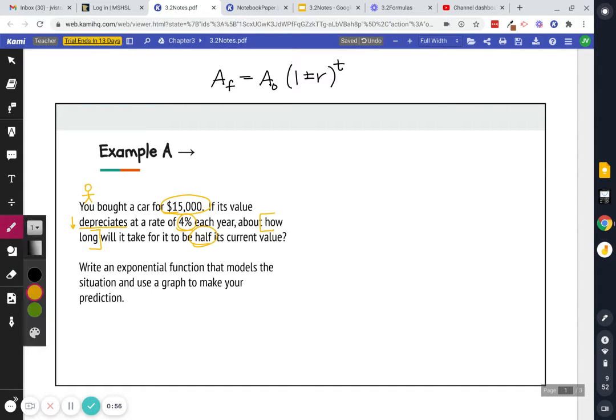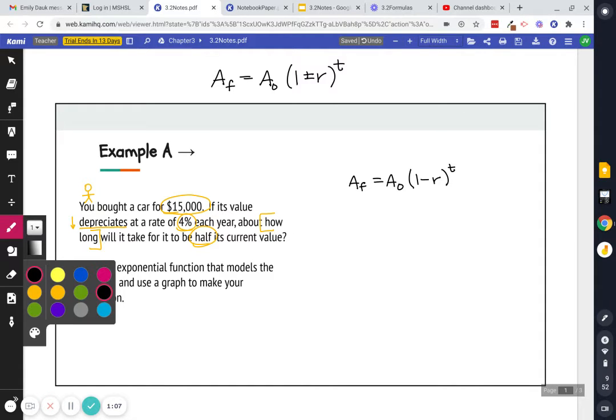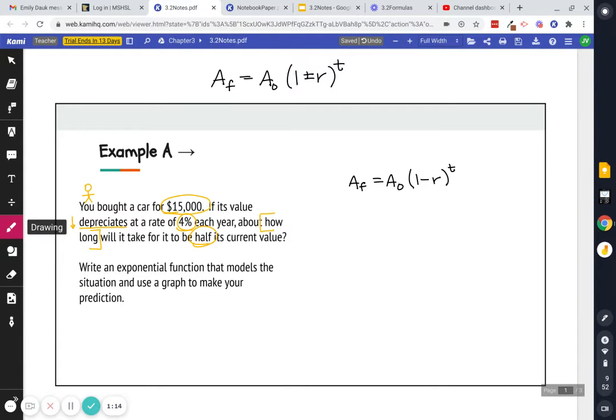Okay, so here we go. I'm going to copy down the formula because you know me, I always start by copying down the formula, but I'm going to tweak it a tiny bit. I am depreciating, well, my car is, and so I'm going to change it to a minus. So there's my formula. The initial value of my car was $15,000.